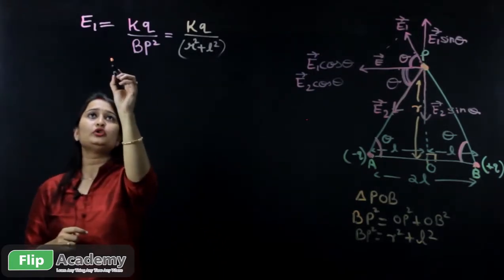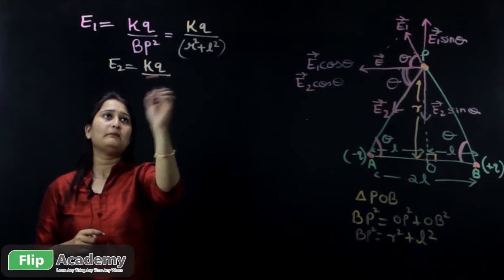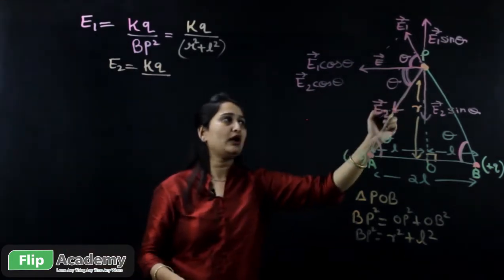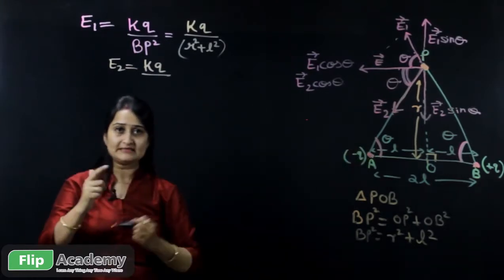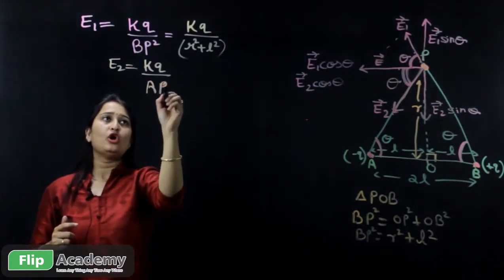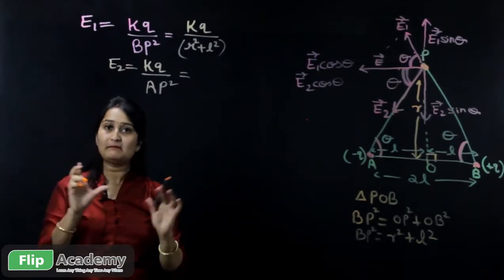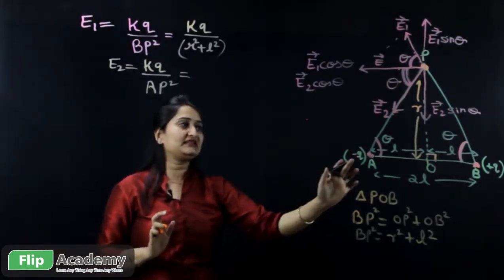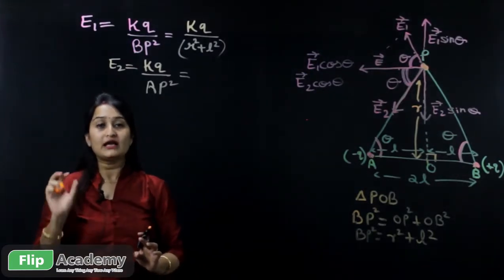Now let's move on to E2. E2 also has a similar formula, that is KQ upon AP square, and it is produced between P and A. So the distance between them is AP whole square. Now, this is not a vector quantity. This is only a magnitude, so you are not going to consider the sign of it. You are going to consider only the magnitude of Q.